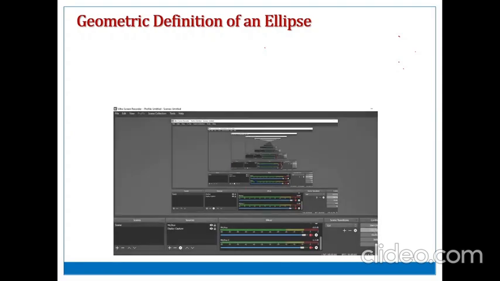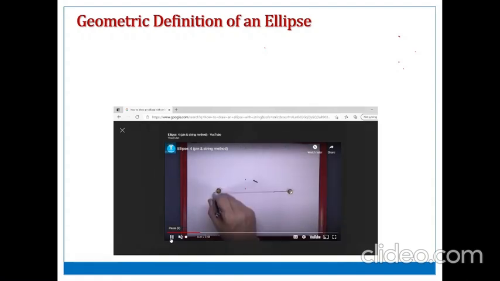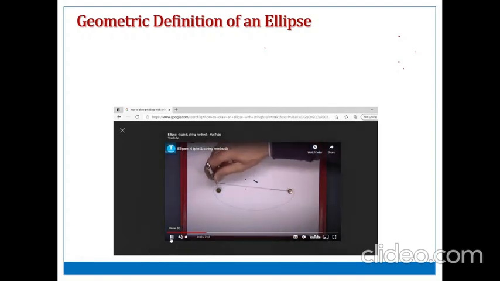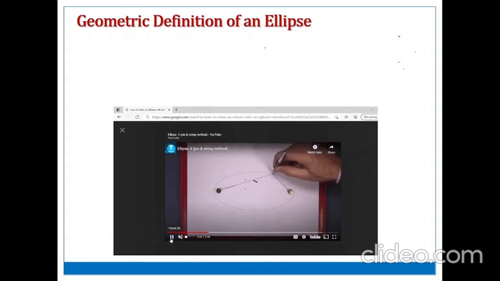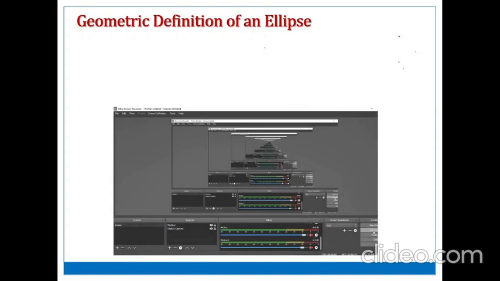Let's see it again. So how do we make an ellipse? You have 2 fixed points with one string. By using the string, you're drawing this ellipse. As you see, the length of the string is fixed here. So mathematically, this is how we define it.